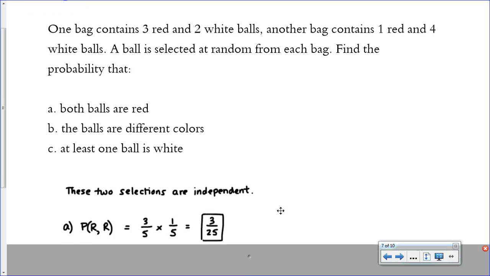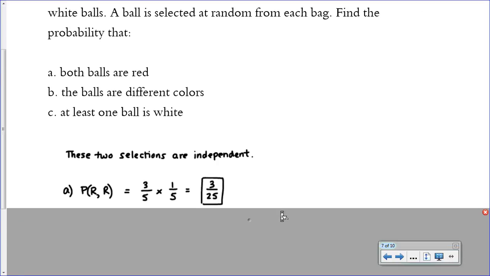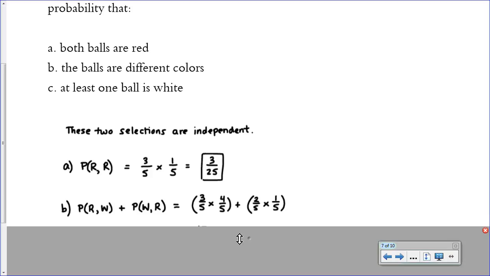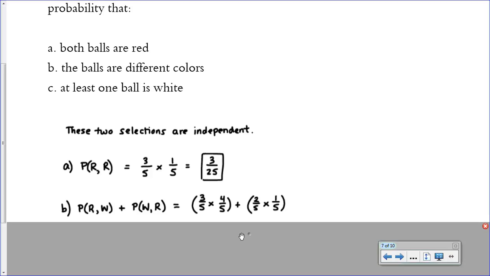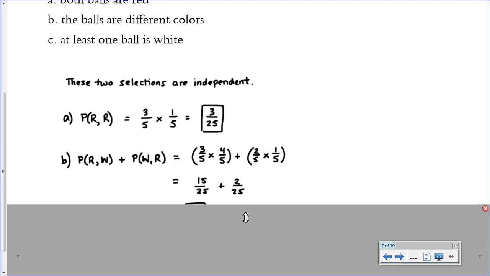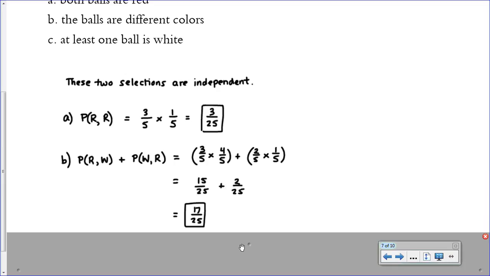Or the probability that the balls are different colors. So that's with a red from the first bag and a white from the second, or a white from the first and a red from the second. So that ends up being 2 possible pathways, if you imagine this like a tree diagram, that you are then adding together. So a total of 17 out of 25 chance that you'll get 2 balls that are a different color.